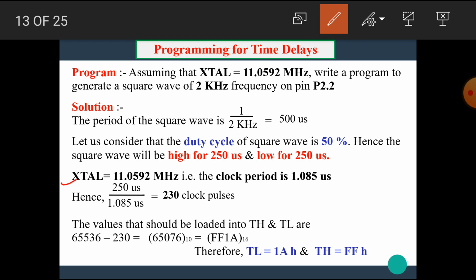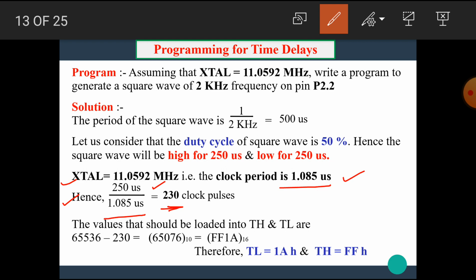Now the XTAL equal to 11.0592 megahertz gives a clock period of 1.085 microseconds. We have already learned that. Hence we have to find the total clock pulses. The total clock pulses can be found by 250 microseconds divided by 1.085 microseconds. This calculation gives us 230 clock pulses.